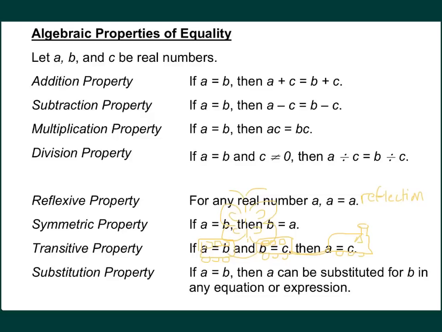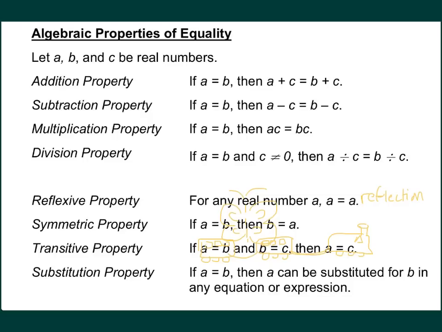Fourth one, substitution property. The substitution property says exactly what it sounds like. If A and B are equivalent, if they're equal, then one can be substituted in for the other in any equation or expression. So think substitution, your substitute teacher, who takes the place of your regular teachers. Now, I know nobody can take my place, but you know what I mean by substitution property, substitute teacher. Okay, so those are the other algebraic properties of equality that we need to know.